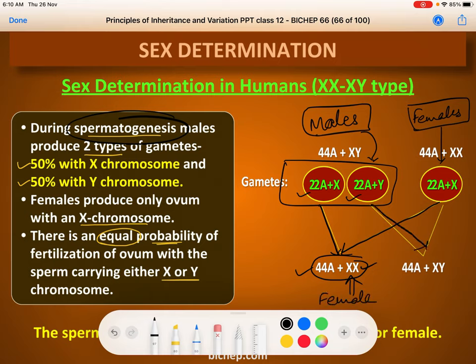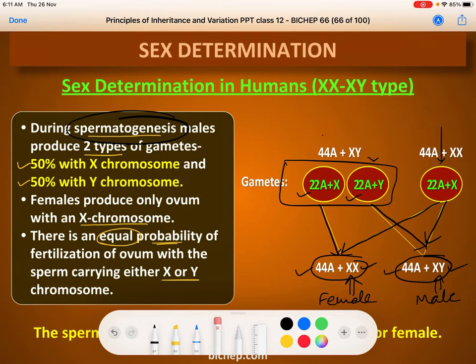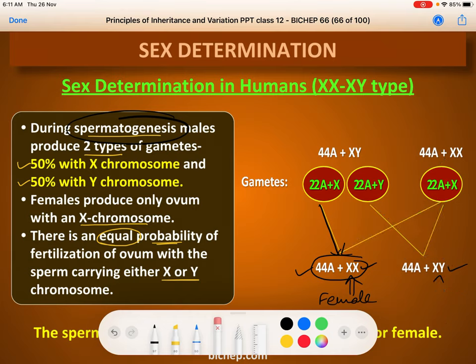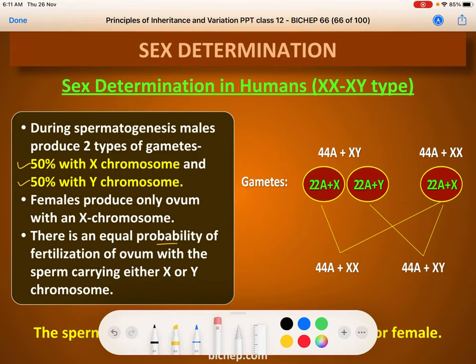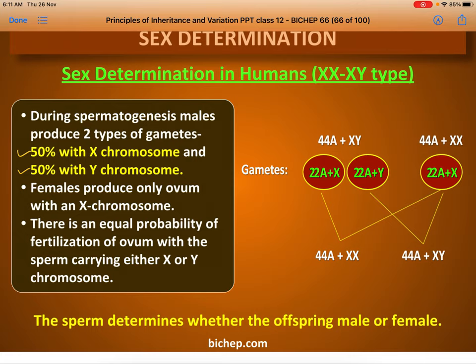And if the sperm containing a Y chromosome fertilizes the egg containing X, then the zygote will contain 44 autosomes and X and Y, and that zygote is going to develop as a male. So that is the mechanism we have seen for controlling sex determination by X and Y chromosomes in humans. Please take a screenshot of this slide so that we can move ahead.